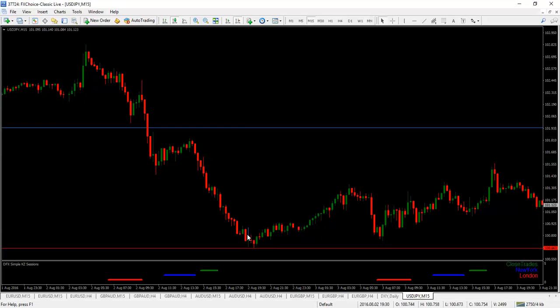So this candle bar, or this line, represents 20 pips. If you would have bought right at that line, you would have been out right here, 20 pips.